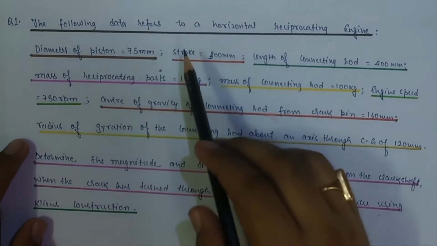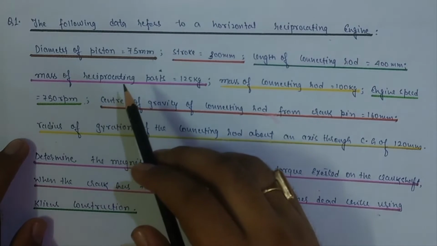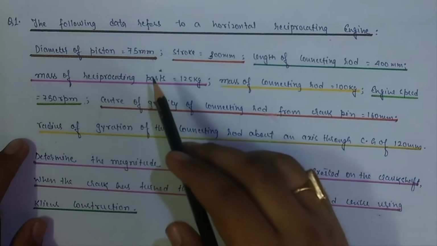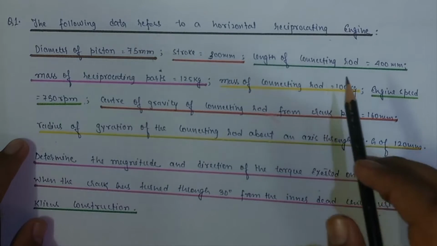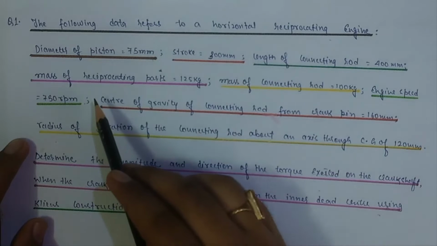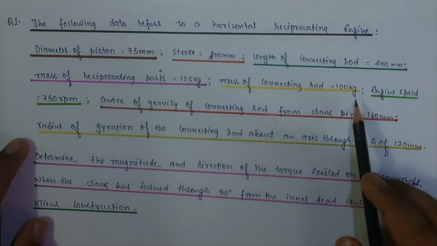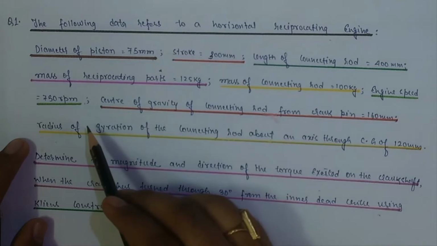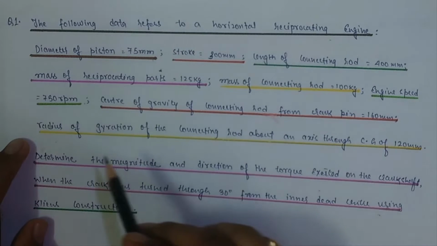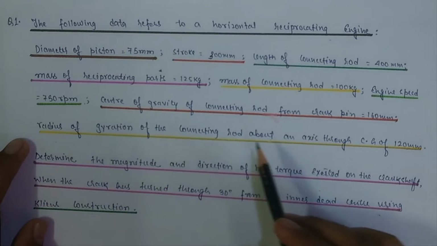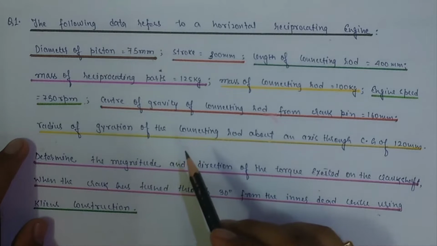The following data refers to a horizontal reciprocating engine. Parameters are given as: diameter of piston is 75 mm, stroke length 300 mm, length of connecting rod 400 mm, mass of reciprocating parts 125 kg, mass of connecting rod 100 kg, engine speed 750 rpm, CG of connecting rod from crank pin 160 mm, and radius of gyration of the connecting rod about an axis through CG is 120 mm. CG is nothing but center of gravity.